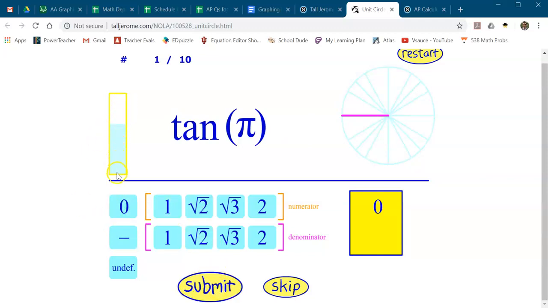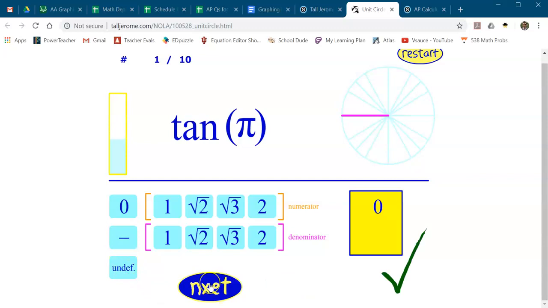This little bar on the side is the timer, so it tells you how much time it has left. These numbers are for the numerator, these numbers are for the denominator. This is if you need a negative sign and if you think your answer is undefined. So let's submit. Okay, and we got that one right.